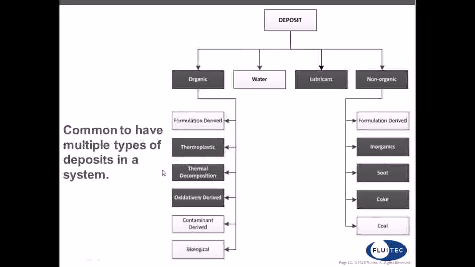There was evidence of spark discharge. There was a lot of evidence of thermal decomposition. The product is oxidatively derived. On the non-organic side, we had some dirt in the deposit. We had some soot-like contaminants, carbonaceous products less than a micron in size, and coke-like deposits greater than a micron in size. Needless to say, this fluid was exposed to multiple degradation mechanisms and formed a lot of deposits fairly quickly. But this is just an example to show that you can, in fact, have multiple different types of deposits in a system.